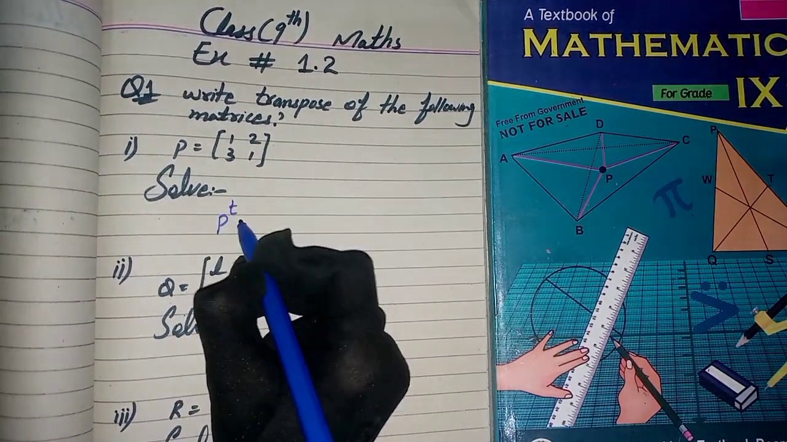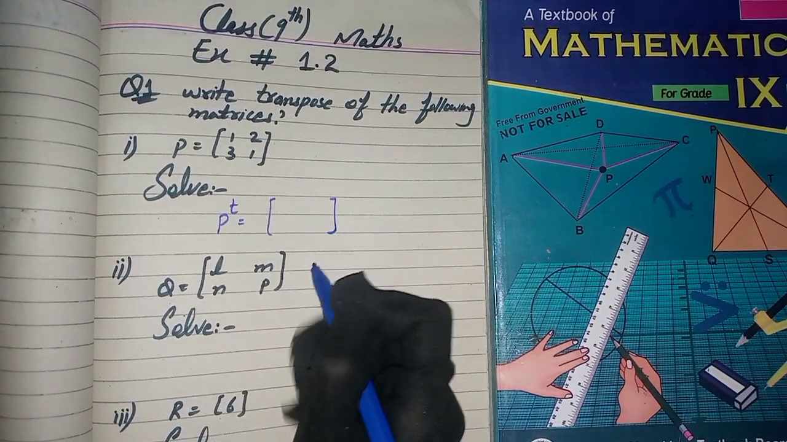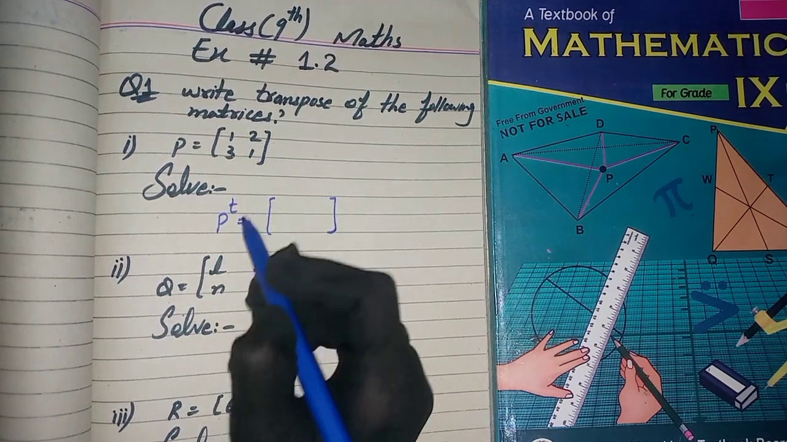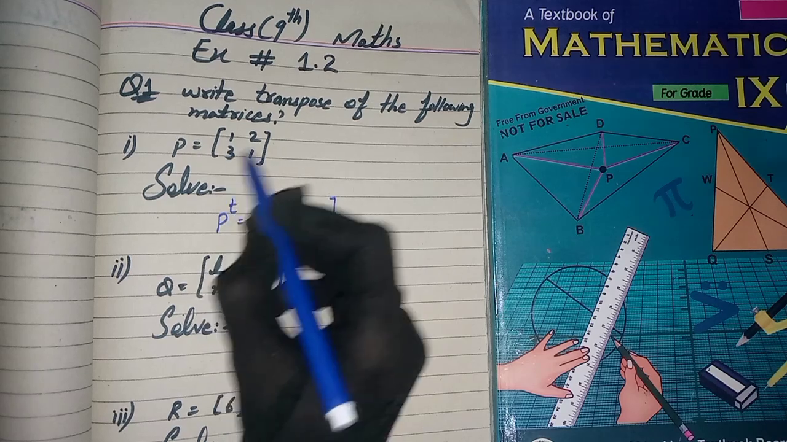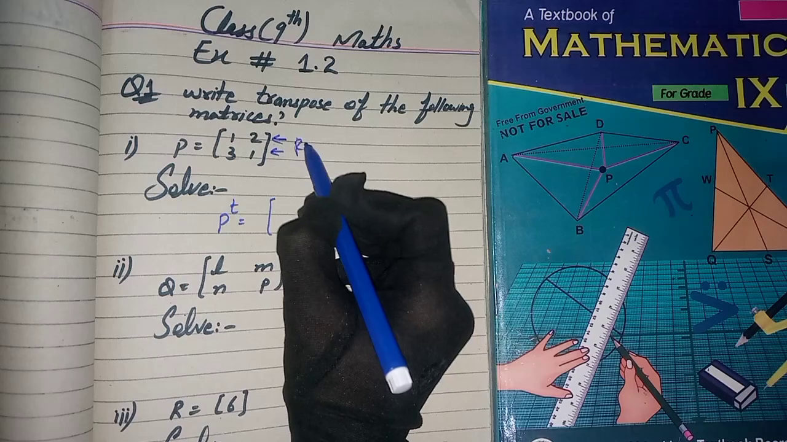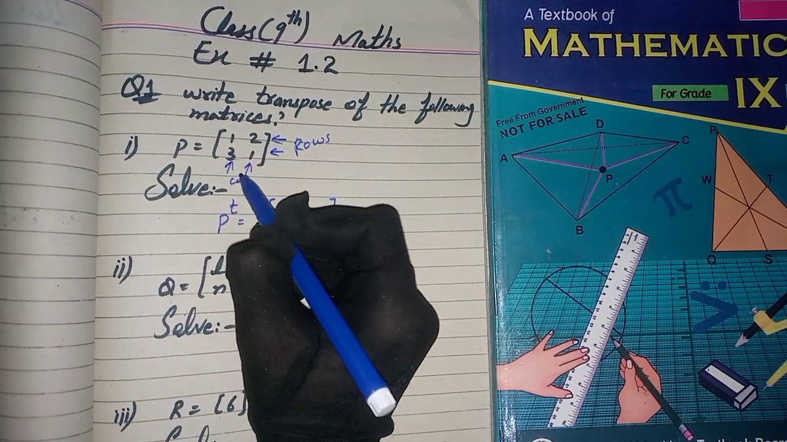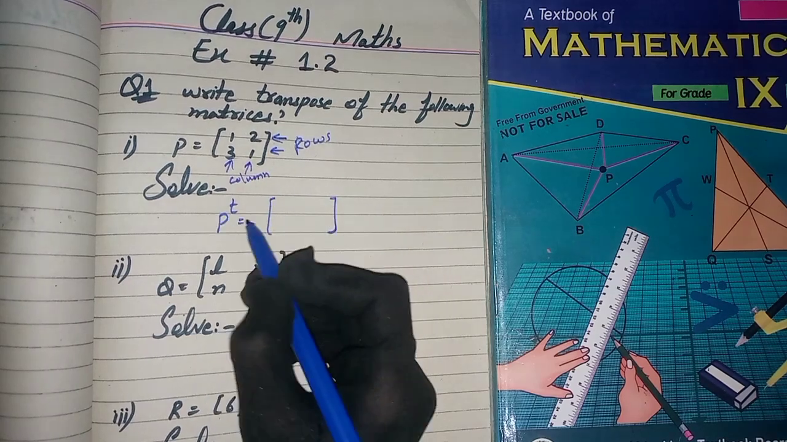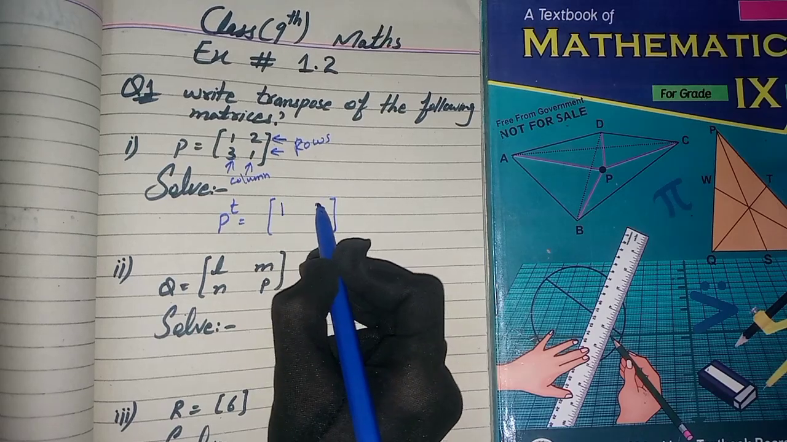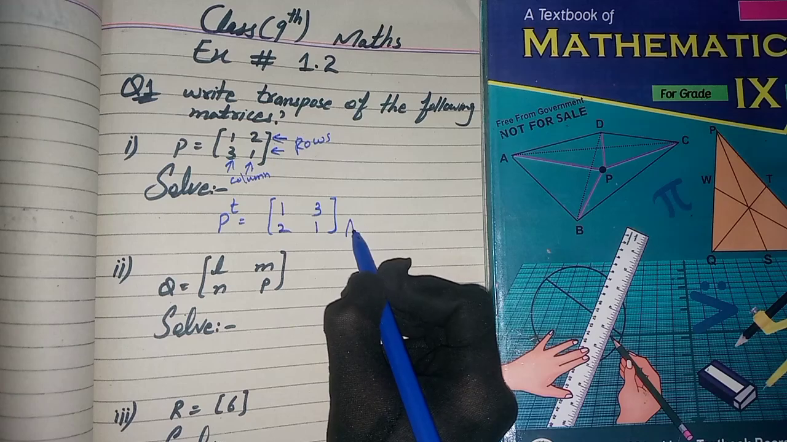P transpose equal to, by taking transpose of a matrix, change the column into rows or rows into column. Here 1 3 is in column, 1 2 3 1, this is rows, 1 3 2 1, these are column. P transpose is equal to 1 3. Change column into rows. We write here 1 3, and 2 1. We write in rows 2 1.